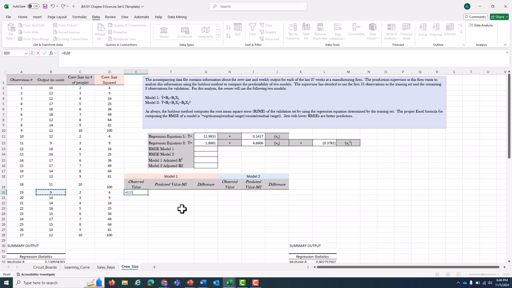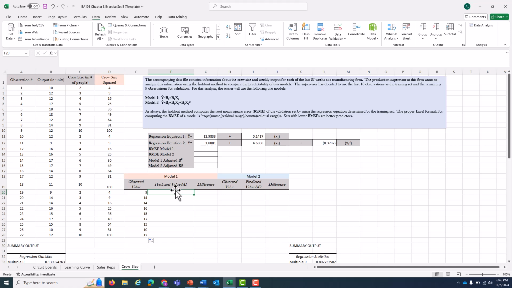In observation 19, the first observation that's in our validation set, when 2 people were on the crew, the observed value that they made was 9 units of output. And then I can just do that for the whole entire list of information that we have here. So all I'm doing is just copying down the actual amount of output that we had for the 9 different returns that are in our validation set. But what would, we're on model 1 right now, what would model 1 have predicted?